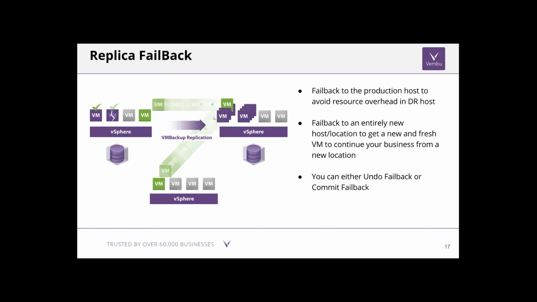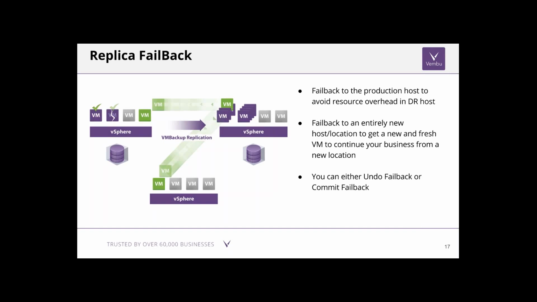If the user wants to do a failback, he can do it through the Vembu VM Backup user console. Once he has done the failback process, he can do an undo failback to continue his replication process from the source, if the source is available. He can also do a failback to a new location or a new host, to take a copy of that replicated VM and continue his business from a new location.